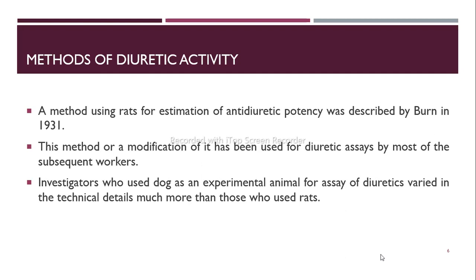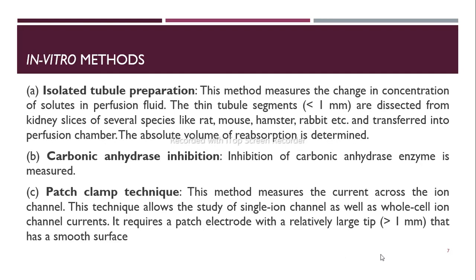as an experimental animal. Okay, so we have two types of methods, the first one is the in vitro methods and the second one is the in vivo methods. First of all we are going to see what are in vitro methods and then we will see about in vivo methods. In vitro methods, as the name suggests, are to be carried out outside the body of an animal. So we have three methods over here: the first is isolated tubule preparation, the second one is carbonic anhydrase inhibition, and the third method is the patch clamp technique.